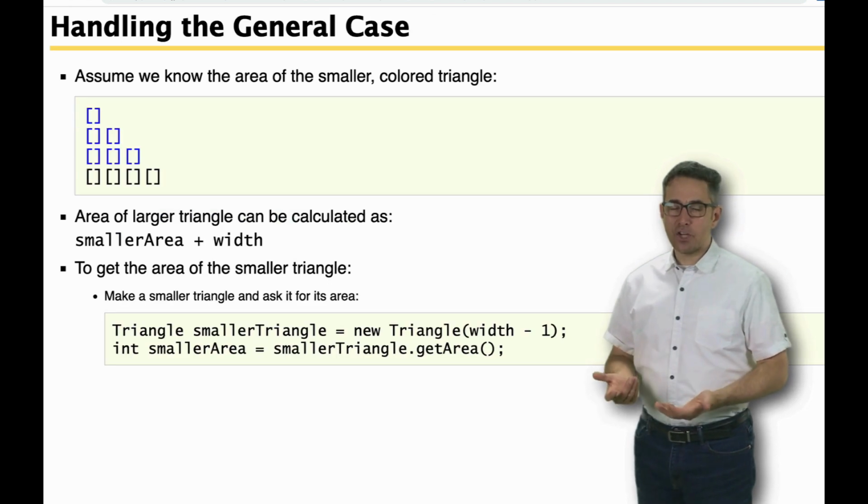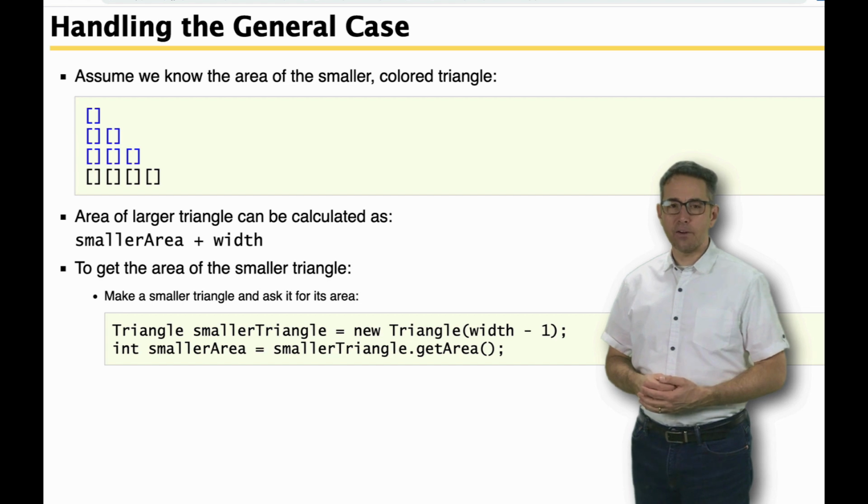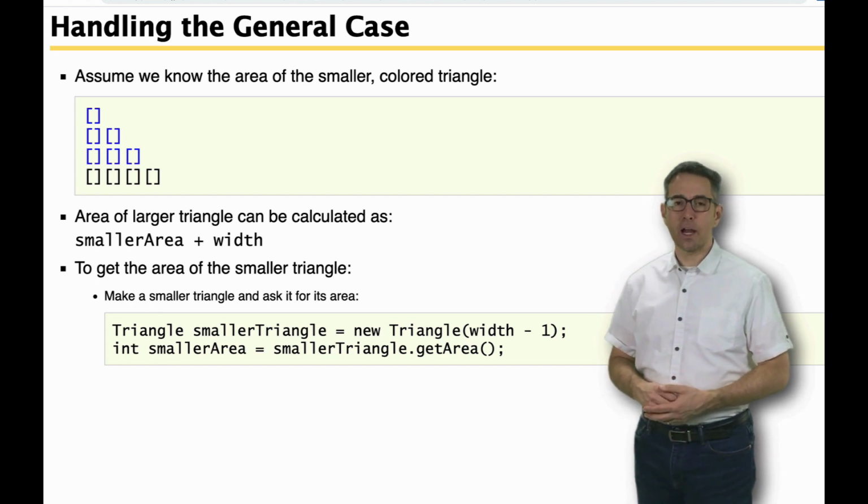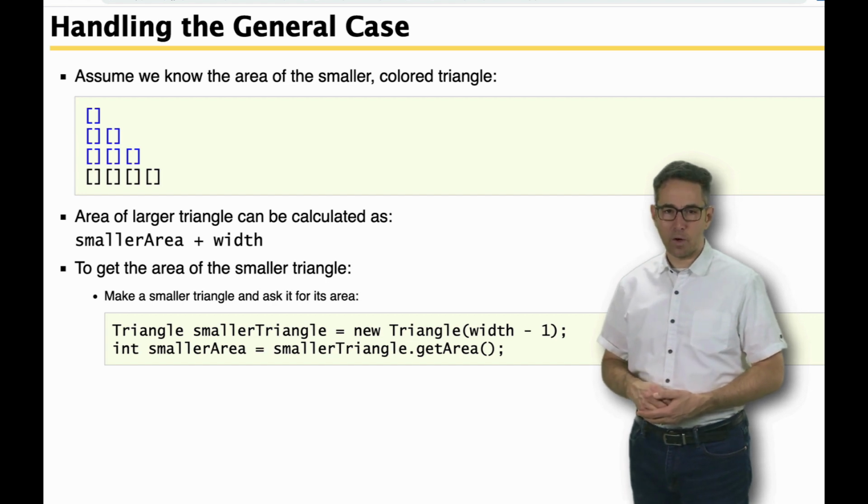That's not the case in general, though. And in order to solve the general case, we're going to solve it in a process called induction. Mathematically, it would be called induction. What we're going to assume is that we know the answer to the triangle number of a triangle that has a width 1 smaller than the one we're currently working with.